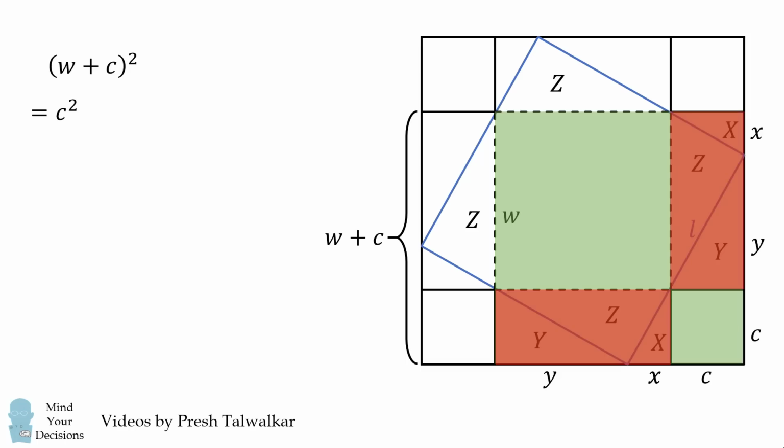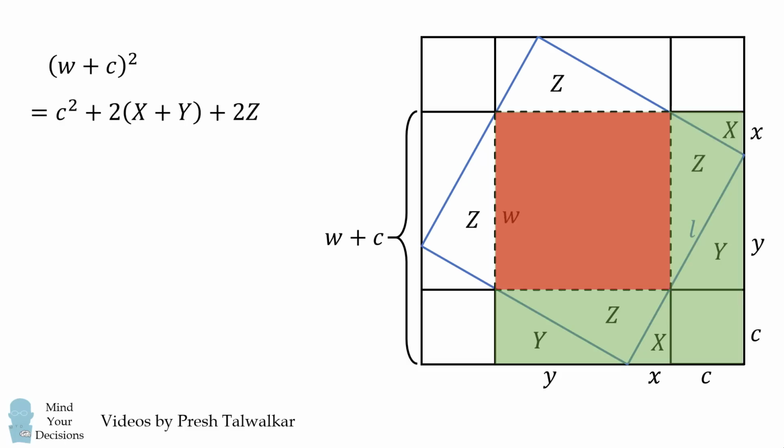We have 2 x terms and 2 y terms, so we have 2 times the quantity x plus y, and we have 2 z terms, so we get plus 2z. We also have this square, which has a side length equal to w, so its area will be w squared. We can simplify this formula a little bit. Consider this rectangle. 1/2 of its area will be equal to z, and 1/2 of its area will also be equal to x plus y. Therefore, x plus y is equal to z.